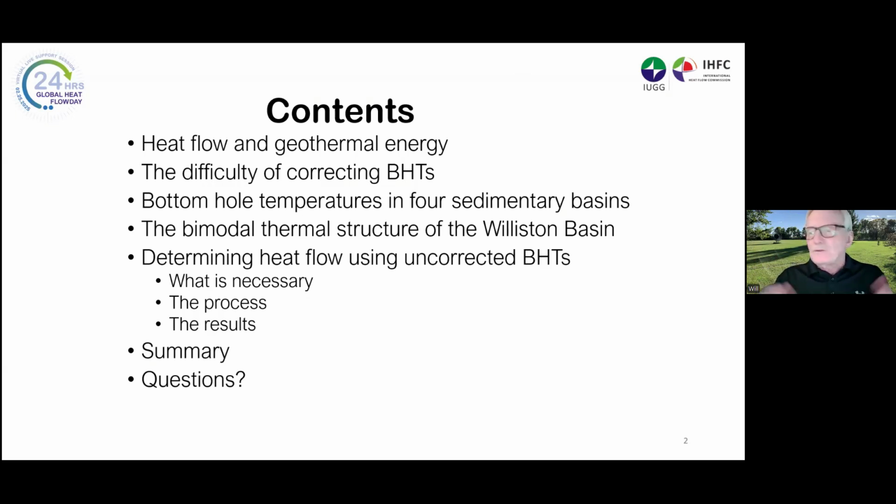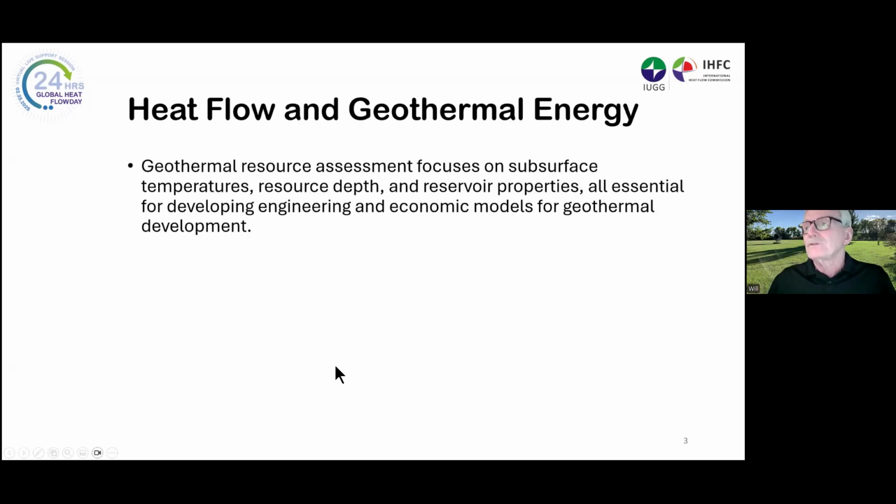And we came up with some very surprising results that we think enable us to determine what the heat flow is just based on the uncorrected bottom hole temperatures and some information we have on the subsurface.